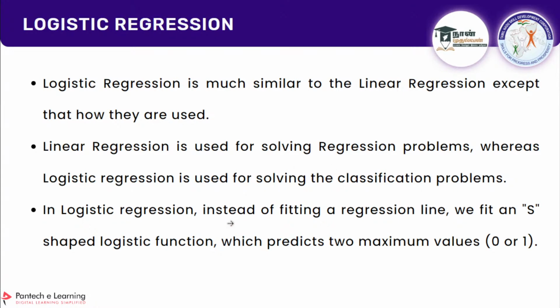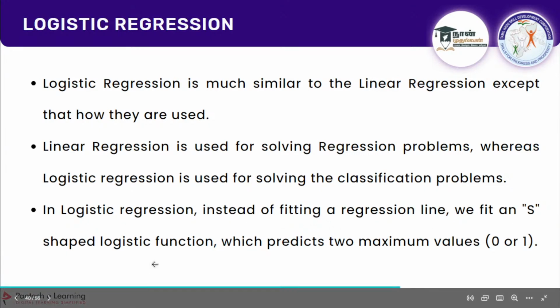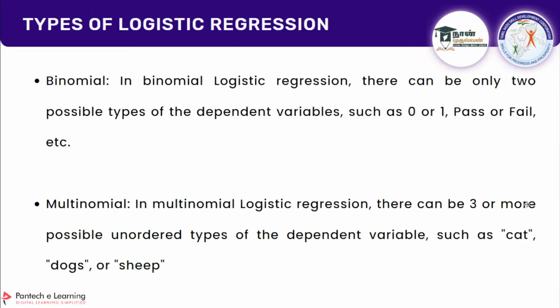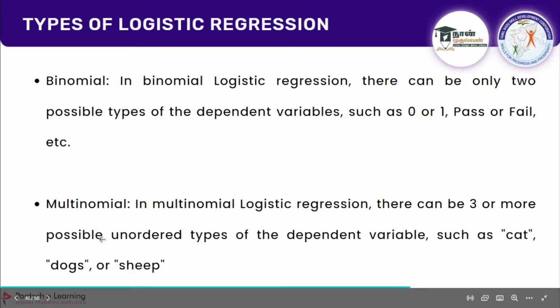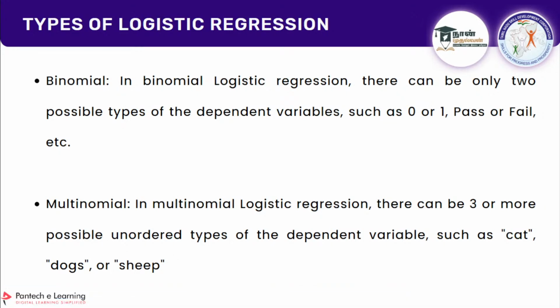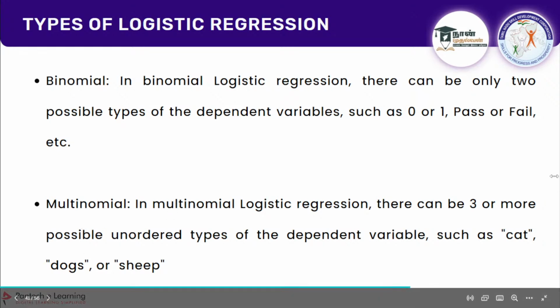So how is this happening? Instead of fitting a regression line, we fit an S-shaped curve, which predicts the two extreme values, 0 or 1, based on the output features. In classification, if there are only two possible outcomes, then it is binomial. And if there are things like cat or dog or sheep, separate classes, like the iris dataset species with 3 different ones, then it is going to be multinomial.